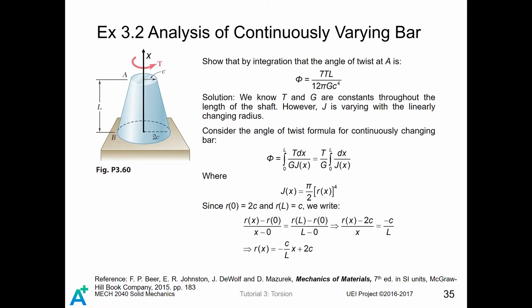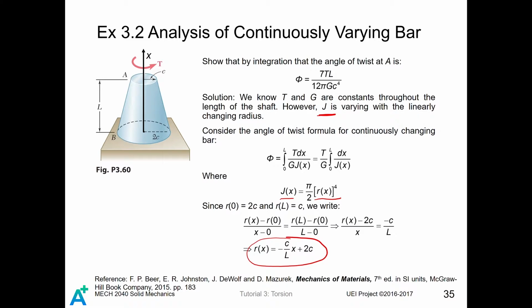So in this case, we know that the torque is the same for all the cross sections inside the shaft, and the shear modulus is assumed to be constant. However, J is a variable of x because J equals pi divided by 2 times r to the power 4, but r is a variable instead of a constant. Therefore, we must obtain an equation of r in terms of x.